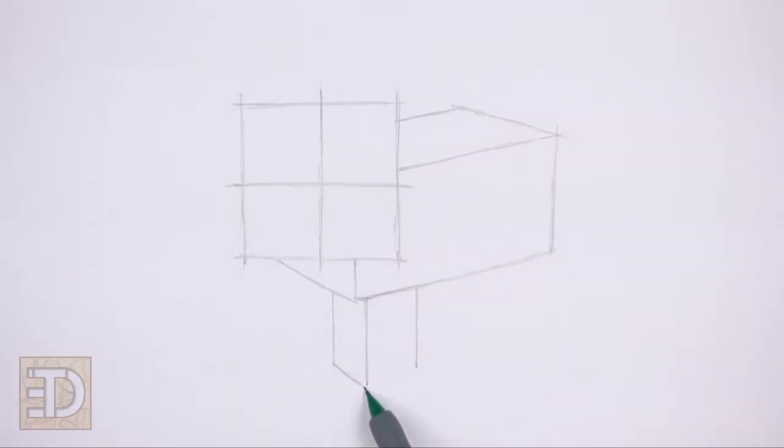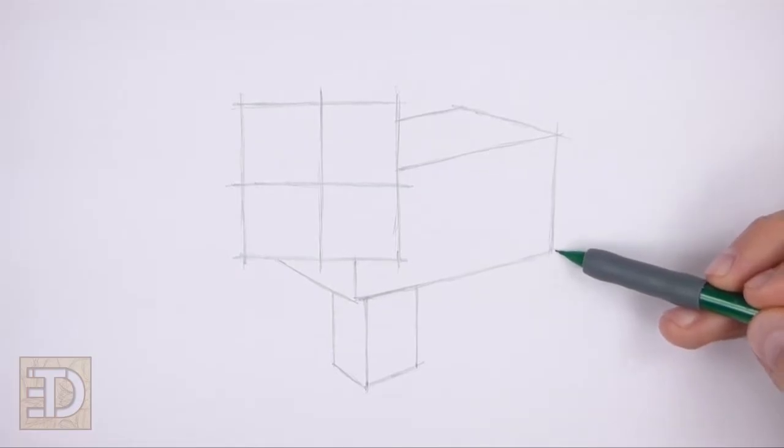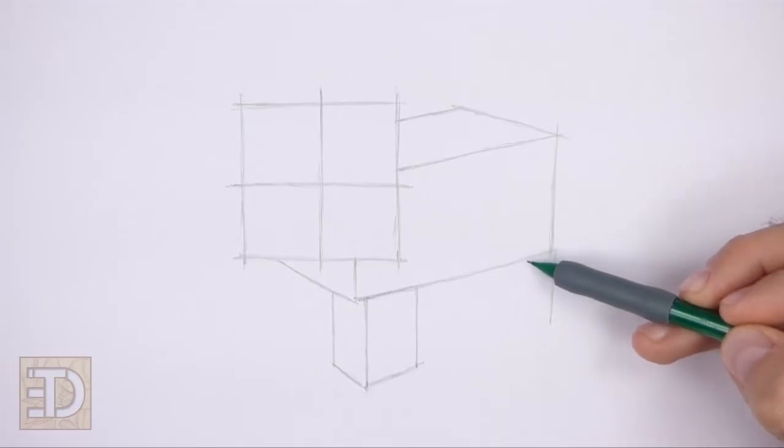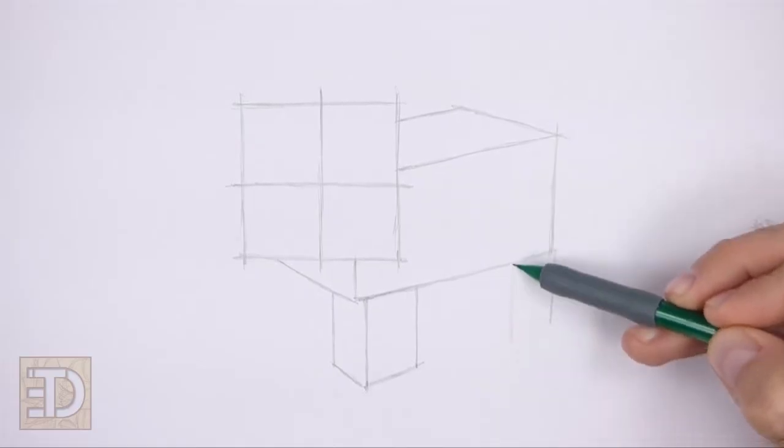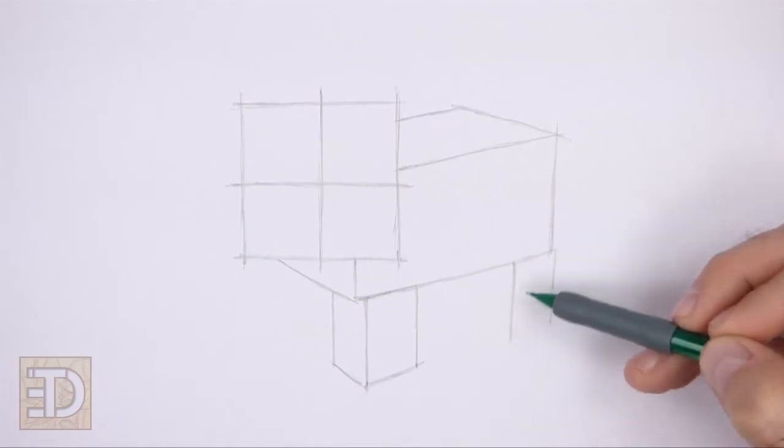Close off the shape at the bottom using shorter sloping lines. Under the back corner of the body, draw a similar shape for the hind leg. Start with a vertical line for the outer edge of the leg. To the left, draw a longer vertical line for the middle section.